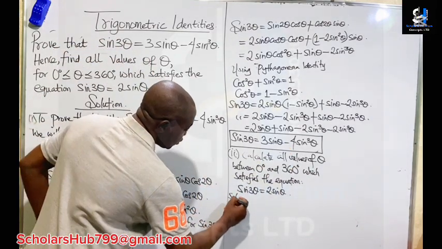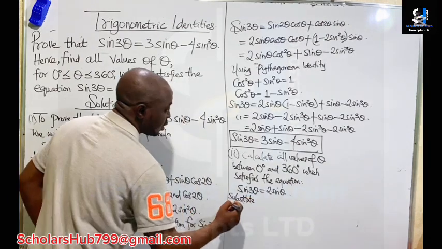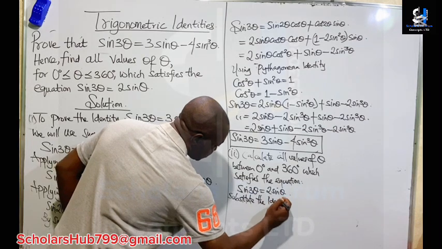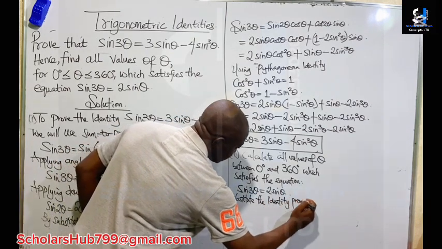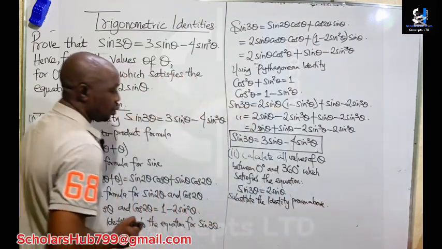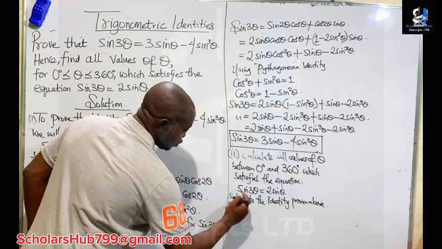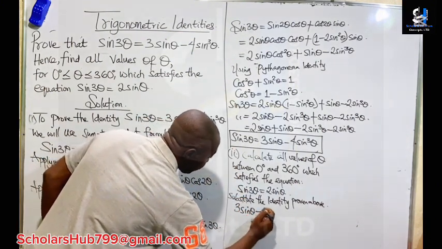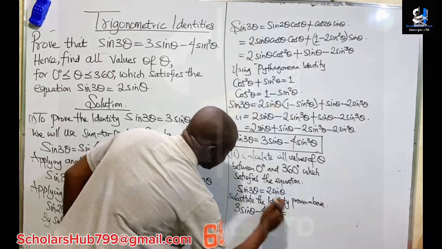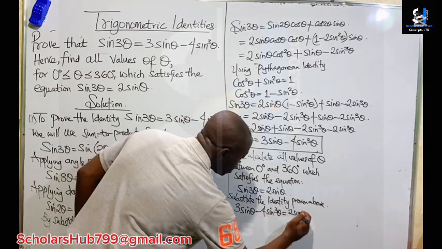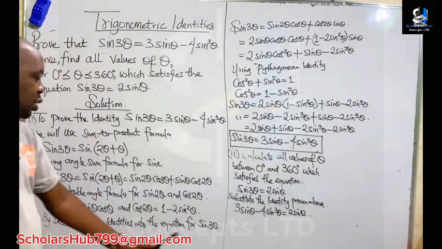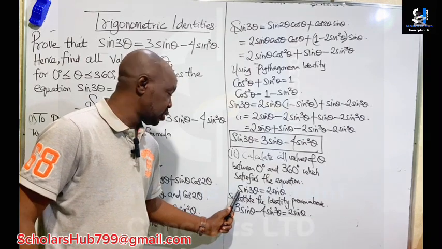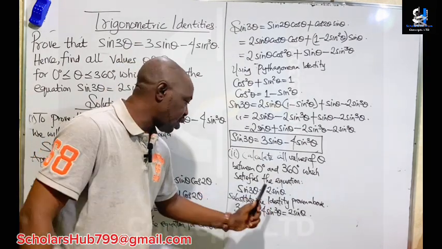So substitute the identity proven above to replace sine 3 theta. So we have 3 sine theta minus 4 sine cube theta to replace sine 3 theta, and on the right hand side we have 2 sine theta.